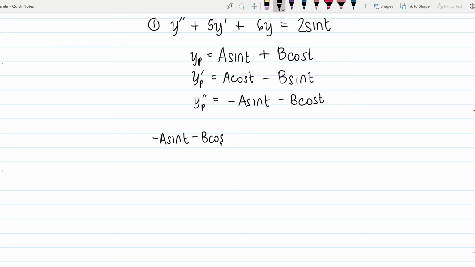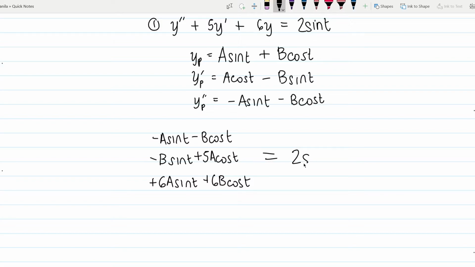minus b cosine t. All right, and then plus 5 of this, right? 5 of y prime, we're gonna get plus 5a cosine t. All right, I should put it here instead. Plus 5a cosine t minus b sine t. And then finally we get 6y, which is gonna be plus 6a sine t and then plus 6b cosine t, right? And so, nasa na tayo? It should be equal to 2 sine t.